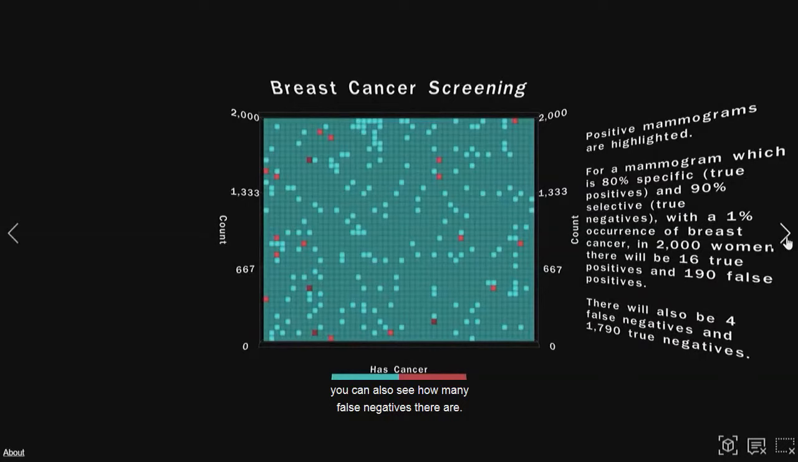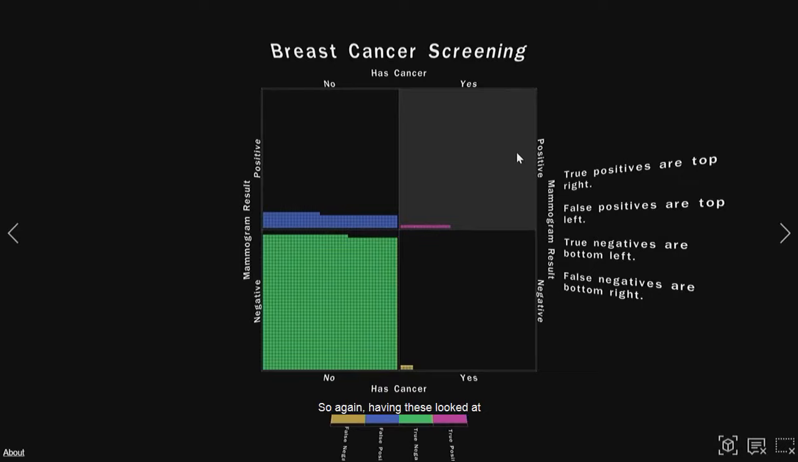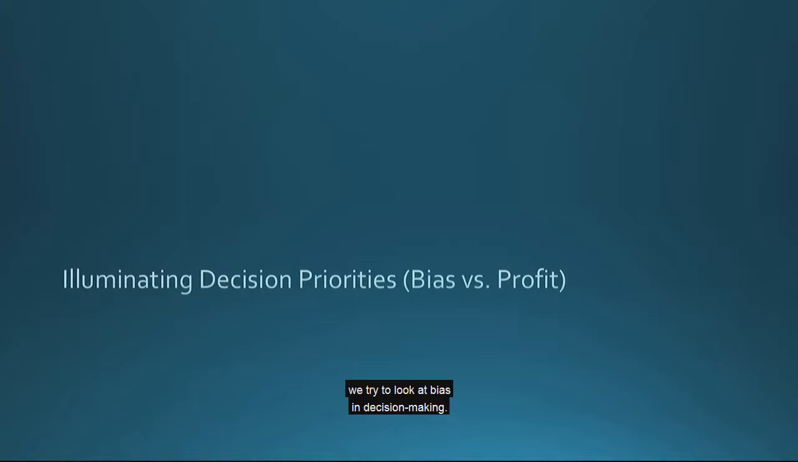And you can even represent this as this common confusion matrix where you have false positives on the top left, false negatives on the bottom right, and the true negatives on the left and the true positives on the right. So again, having looked at it this way, it's like, now I understand. And if you actually broke it down like this, you might not be doing false mastectomies as a result of this. Here's another example where we try to look at bias in decision-making.